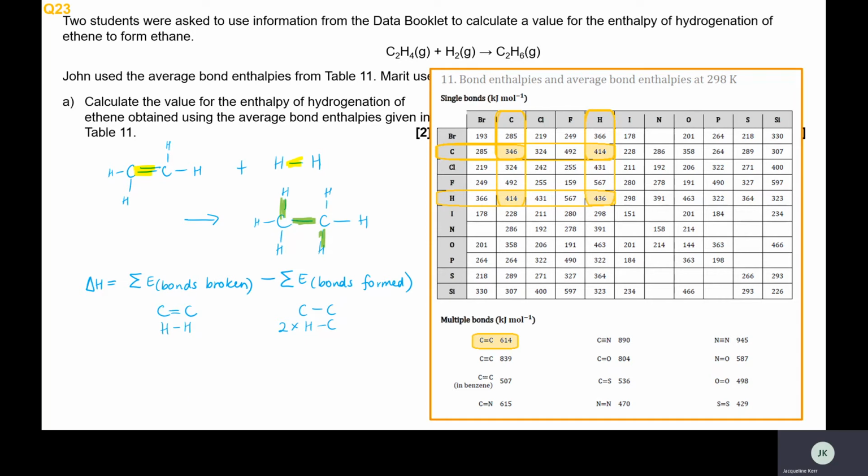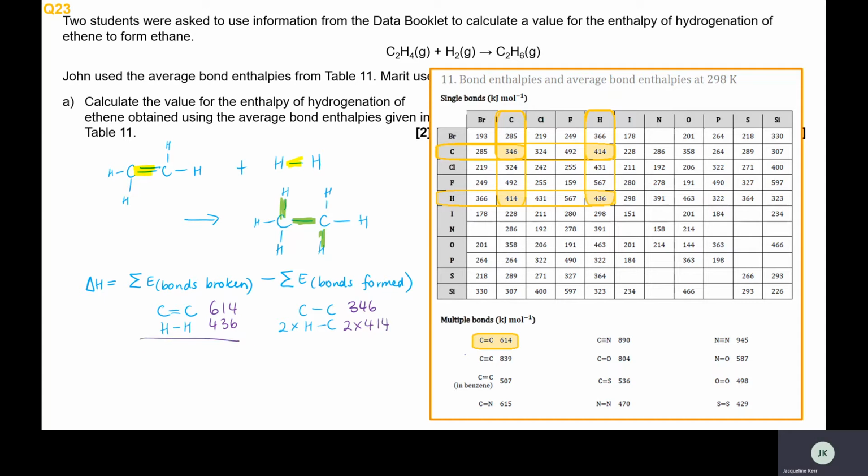So the double bonded carbon, we have 614, and the hydrogen is 436. And then we have our single bonded carbon is 346. So we can see that there's quite a difference there in the single and double bond. That double bond is almost twice as much as a single with our bond enthalpy, but not quite. And then what have we got? Carbon hydrogen. So we need two lots of 414.